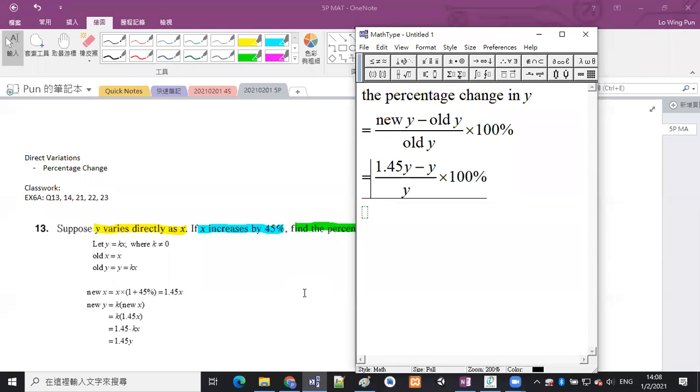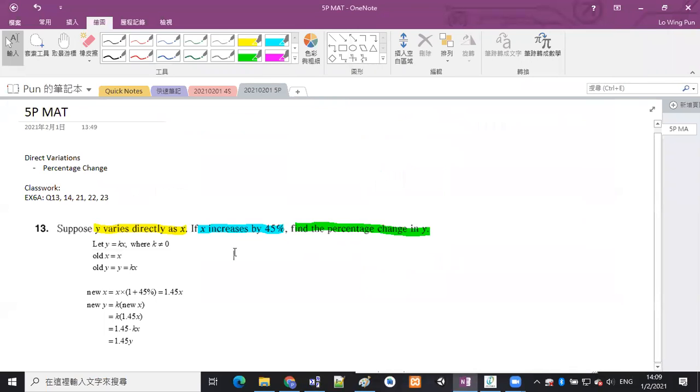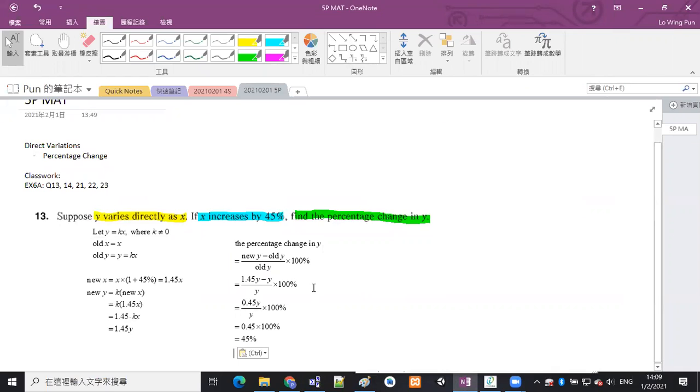The upper two terms are like terms, so they can be calculated. It should be just equal to 0.45y over y times 100%. The y on top and bottom can be cancelled by each other. So what is remaining is just 0.45 times 100%, which is just 45%. That is the percentage change in the value of y, and that is the answer for question number 13. Can you follow?